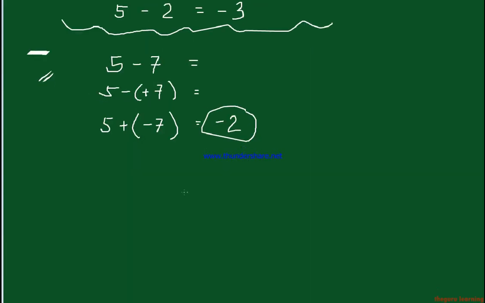Alright. Next, we have 3 minus 1. Or let's say, I would like to make this negative 1. This one will become positive 1, and the subtraction operation will become addition. It's 3 plus positive 1, and we will have 4. If you check your calculator, you will have the same answers.